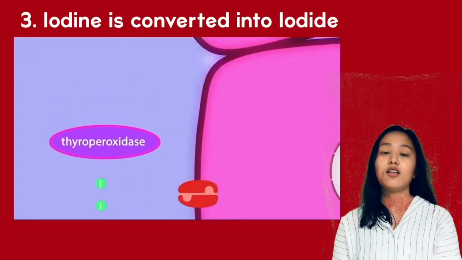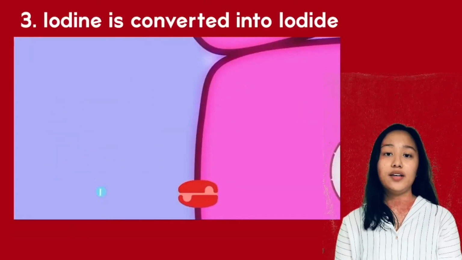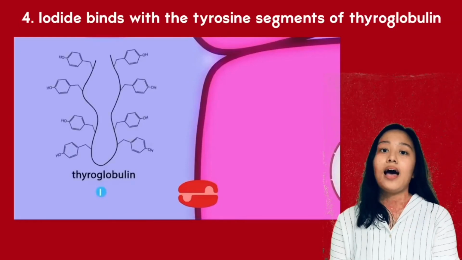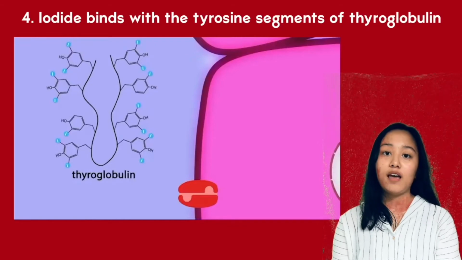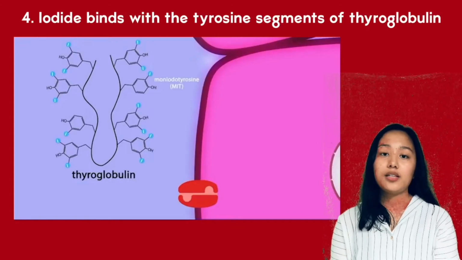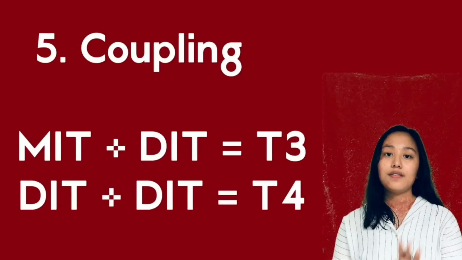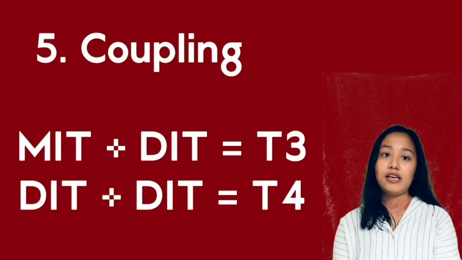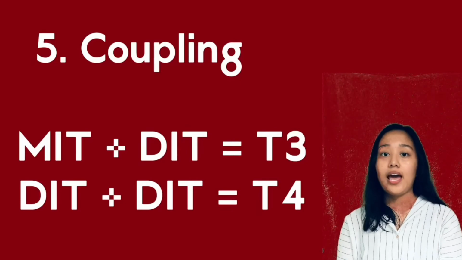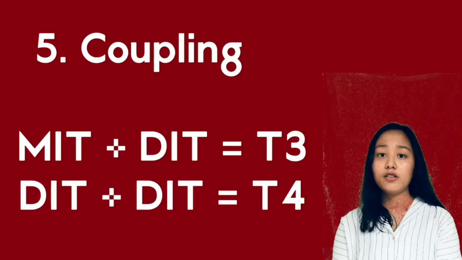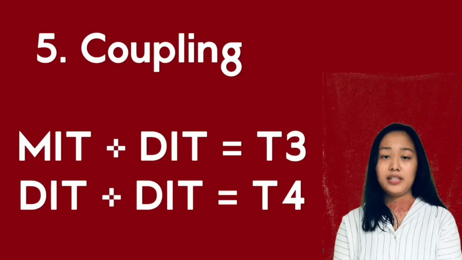3. Iodine in the colloid space will be converted into iodide. 4. Iodide will bind to the tyrosine segments of thyroglobulin. If it binds once, MIT will be produced. If twice, DIT will be produced. 5 is coupling of MIT and DIT. If MIT combines with DIT, the result will be T3. And if DIT combines with another DIT, the result will be T4.